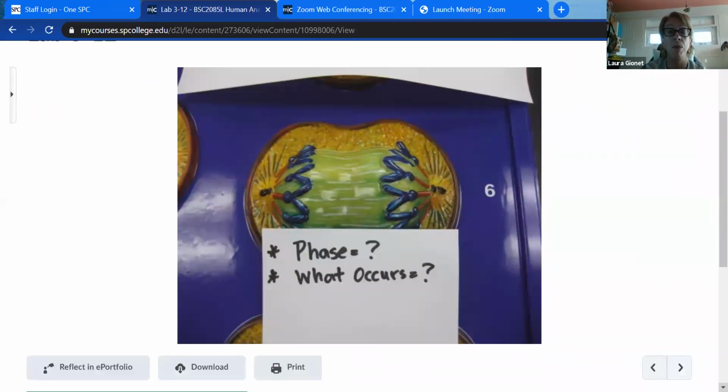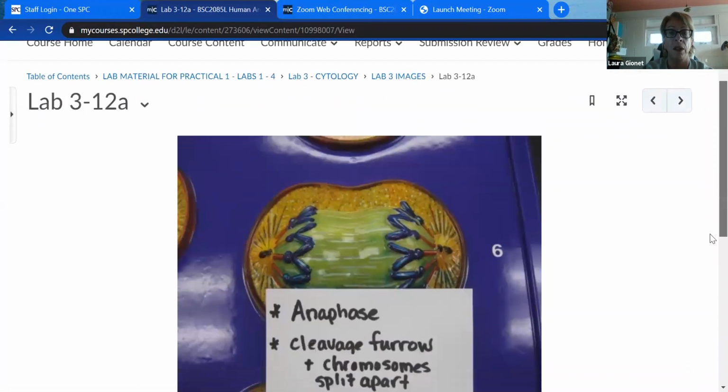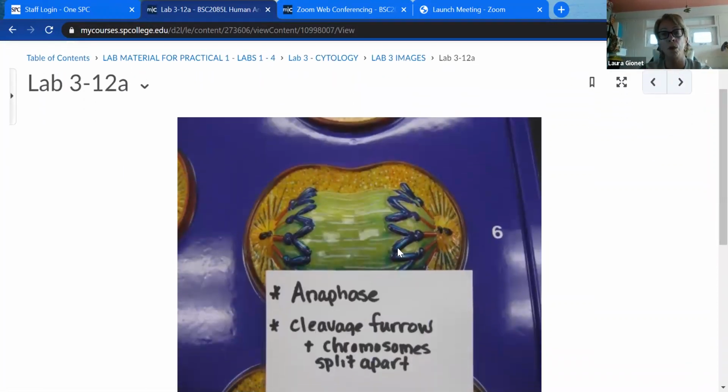Okay, then we move to number 6. And here, look, we have the chromosomes being pulled apart. It helps you visually identify what you're looking at. And once you have the function with the phase, then you go, oh, that must be an anaphase. We have the beginning of a cleavage furrow starting to indent in. So this is anaphase. Chromosomes are being pulled apart to each respective end. Anaphase: the cleavage furrow begins and the chromosomes pull apart.